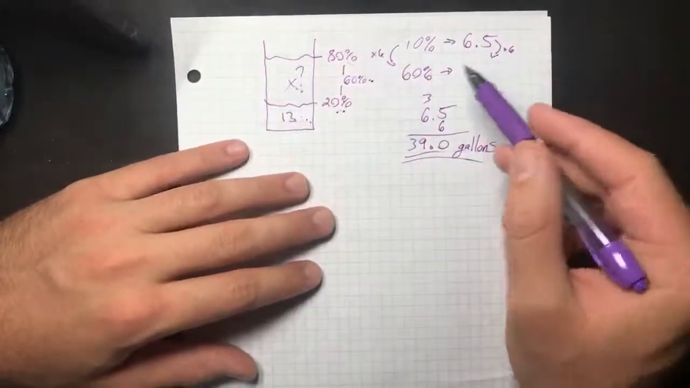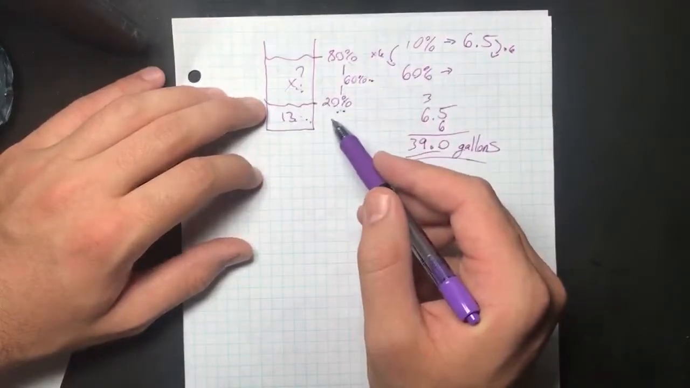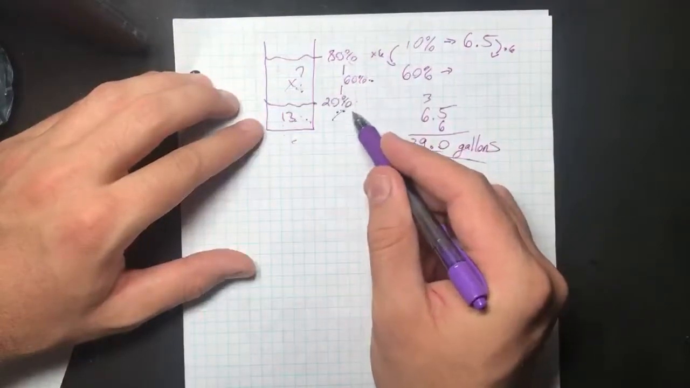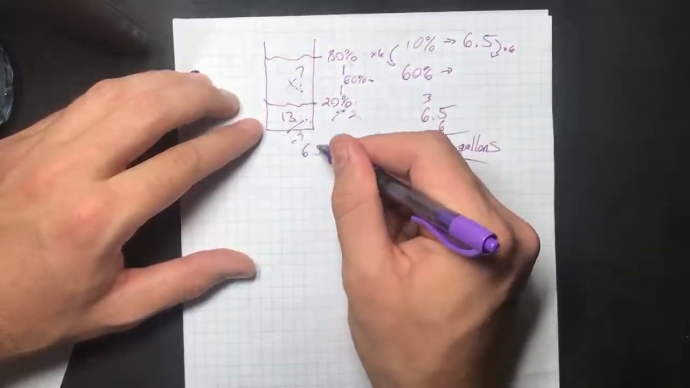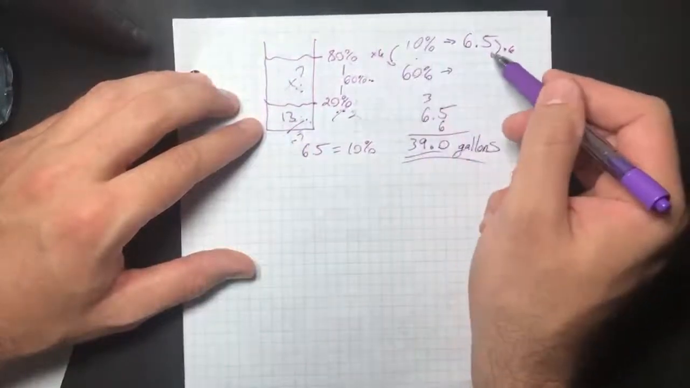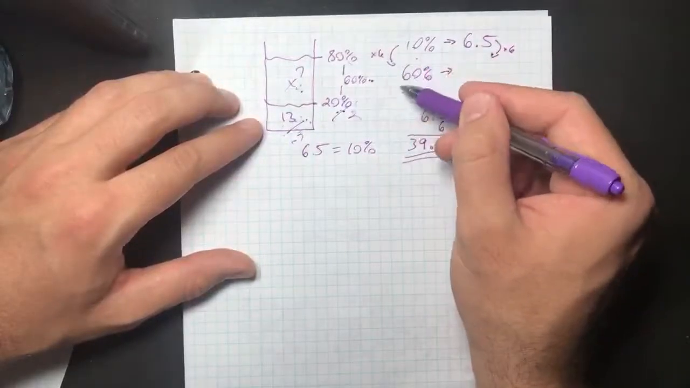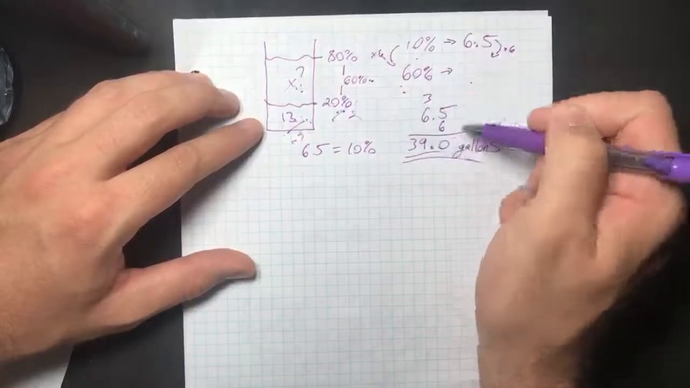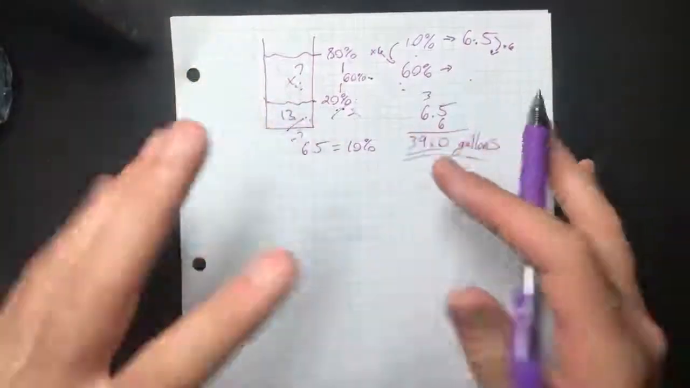Why 6.5? So 13 gallons fill up this thing to 20%. So that means if I have half as many gallons, I'm going to have half as many percent. And so 13 divided by 2 is 6.5, and that equals 10%. And that's this that I have here. 10% corresponds to 6.5. 60 corresponds to what? Well, we have to multiply the 10 by 6, so we have to multiply the gallons by 6. And so that's when I get this 6 times 6.5. Yeah. So that's generally what's going on.